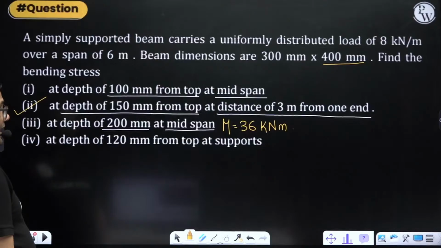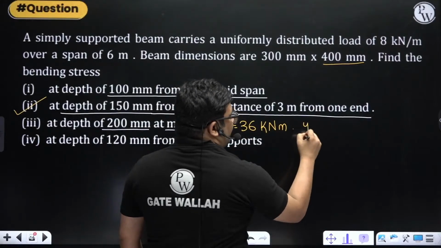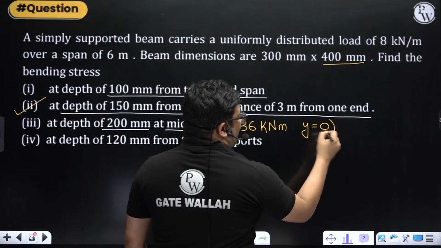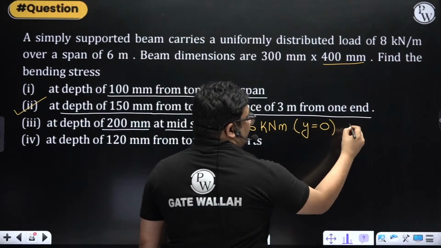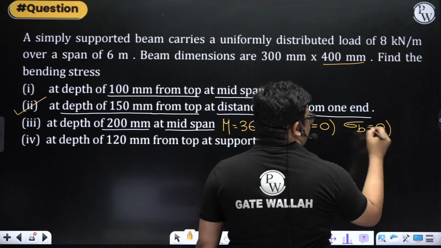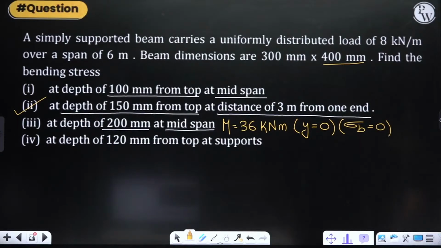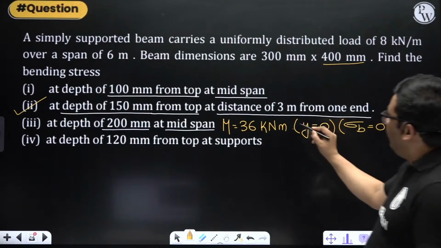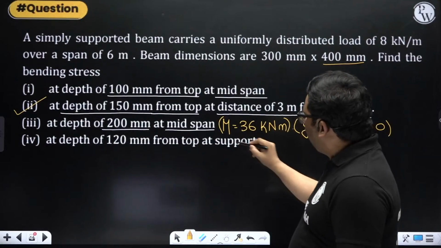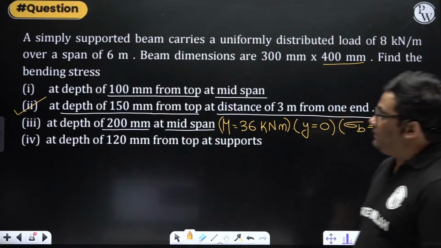So at neutral axis, whatever might be the bending moment, if the y is 0, your bending stress is 0. Understood? If the y is 0, bending stress is 0, even if bending moment is not 0, but y is 0 at neutral axis. Now tell me what will be the answer for fourth part?